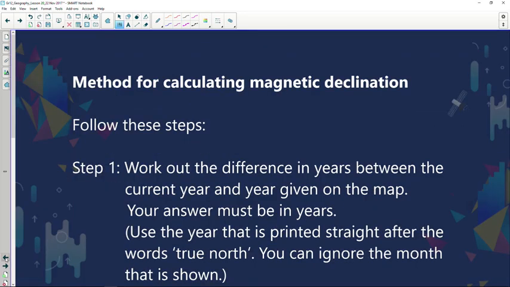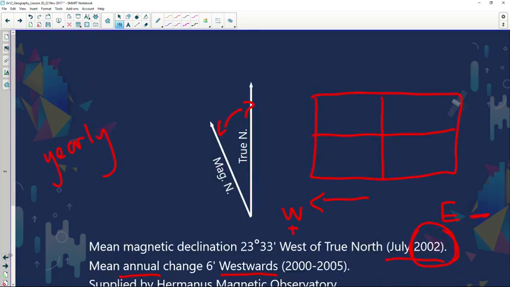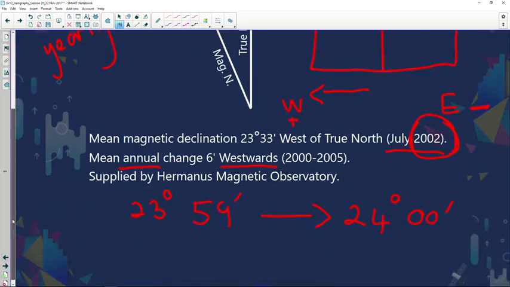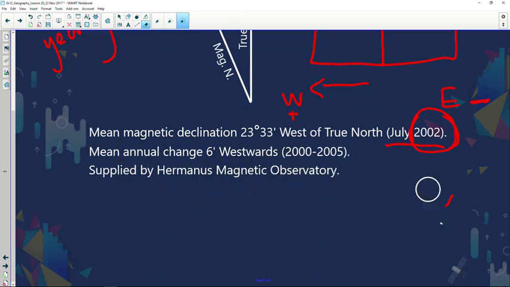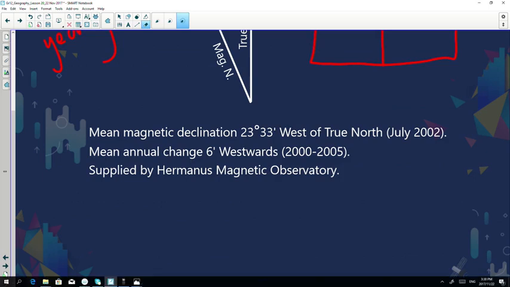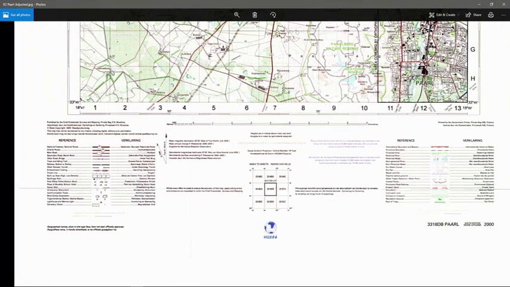Now let's quickly go and look how we're going to calculate magnetic declination. So this is the map of pole. Let me just quickly clean up here a bit. You will see that the map of pole shows us the following. And I want to go back to your topographical map so that you can get familiar with this.